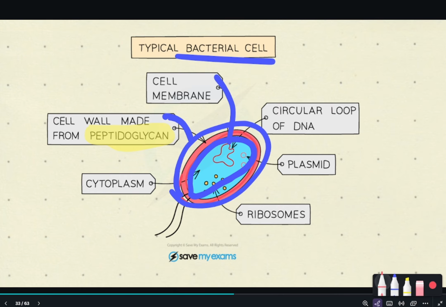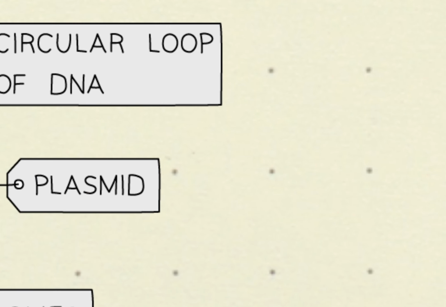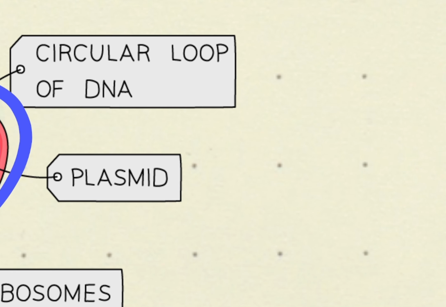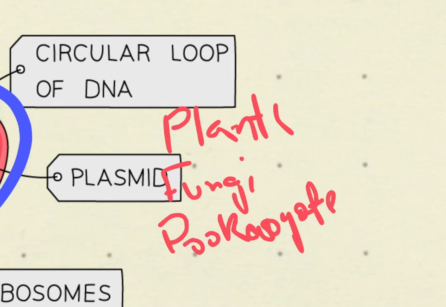Okay, it is known as peptidoglycan. So in all of these kingdoms, right, we have plants. Up till now we saw plants, we saw animals, we saw fungi, and right now we are going over prokaryotes. In only these three kingdoms, a cell wall is found.